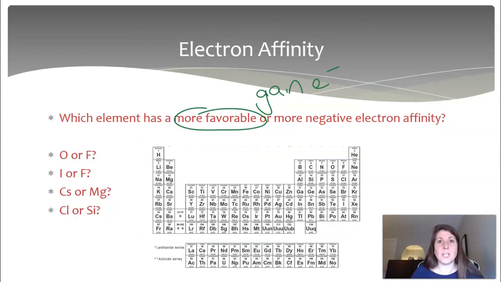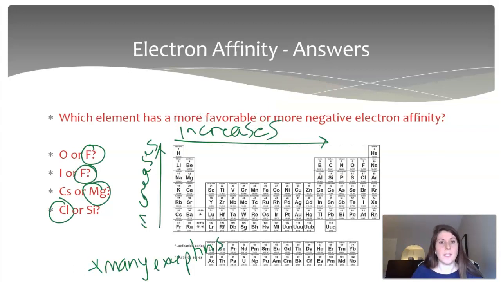You're going to select which element has the more favorable, or more negative, electron affinity. So which one's going to tend to gain the electrons more. Go ahead and pause, and then you can look at the answers. So here are your answers. Electron affinity increases, or becomes more negative, as you go across the period, and then increases as you go up a family or decreases as you go down a family. There's a ton of exceptions to this, but this is the general trend.